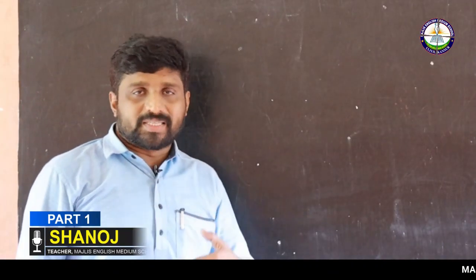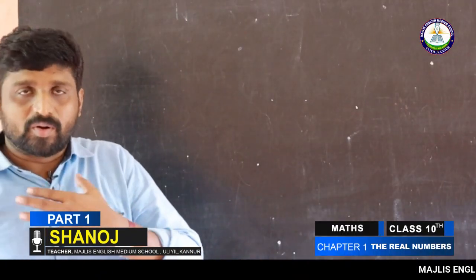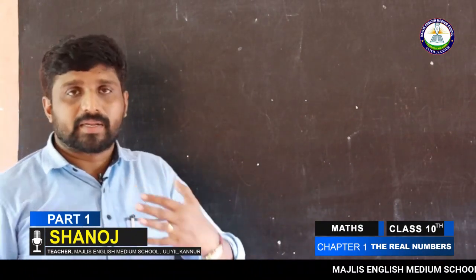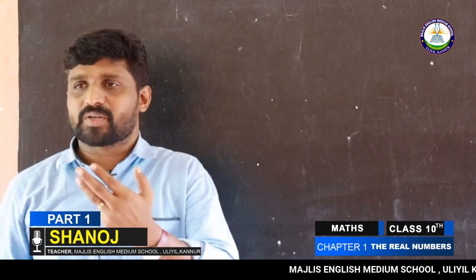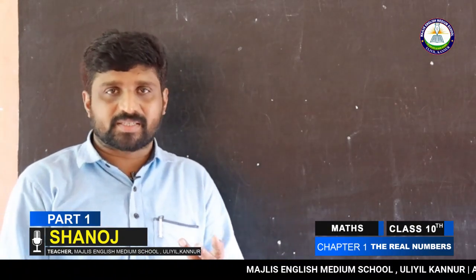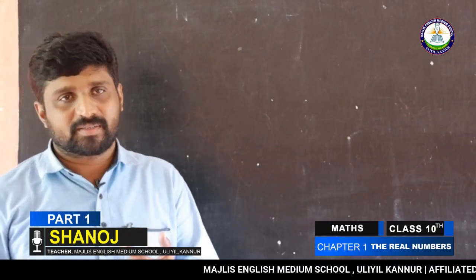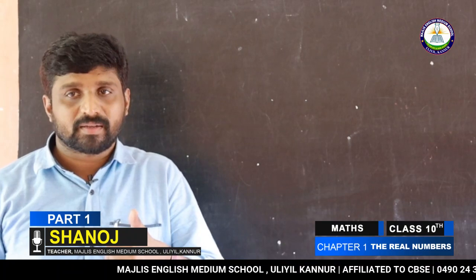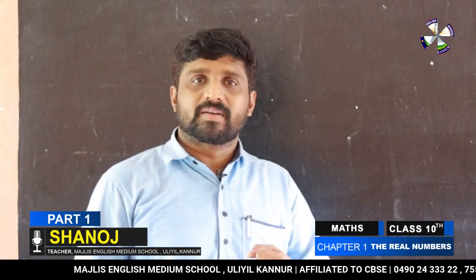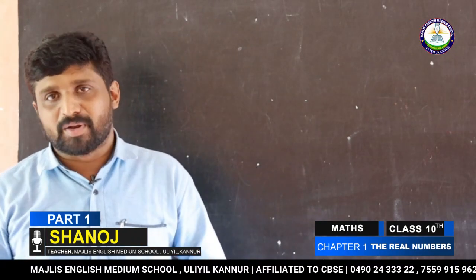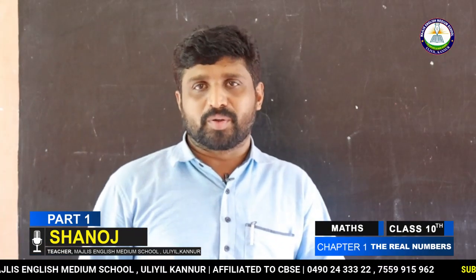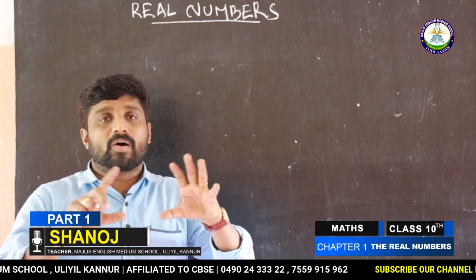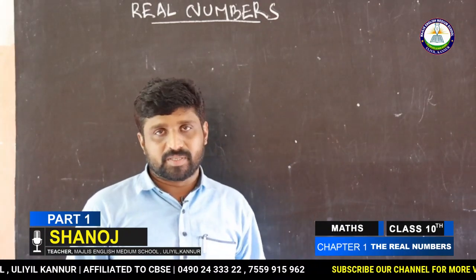Now we will discuss the chapter real numbers. Already you know the different types of numbers, the number system, the natural numbers. There are other types of numbers you already know: whole numbers, integers, fractions, rational numbers, irrational numbers, decimal numbers. Like that, so many numbers you already know. Now we discuss the real numbers, which means all the numbers you know already, together, are known as real numbers.